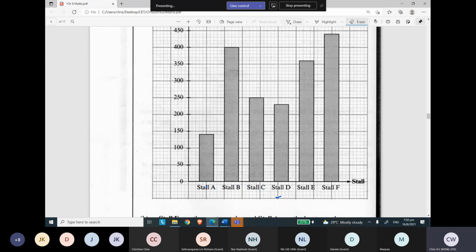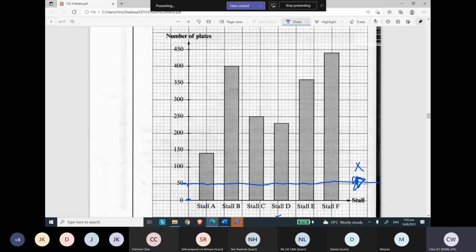Now they start from 0. You notice they start from 0, right? If you want to start from 0, also can. If you want to start from 50, also can. So your x-axis will be from here. The x-axis will be from here. So this one becomes your x-axis. If you want to start from 50, it's up to you, as long as your representation is correct.